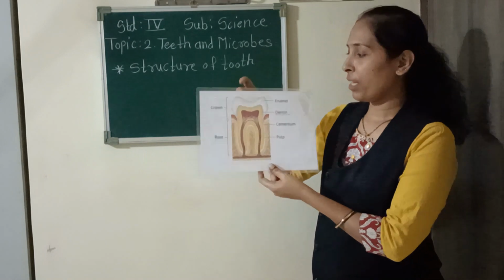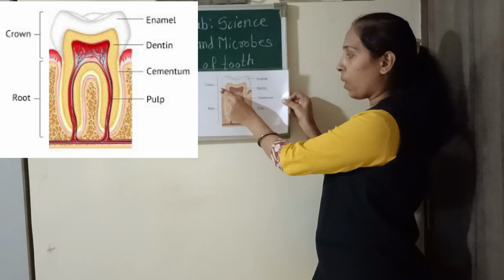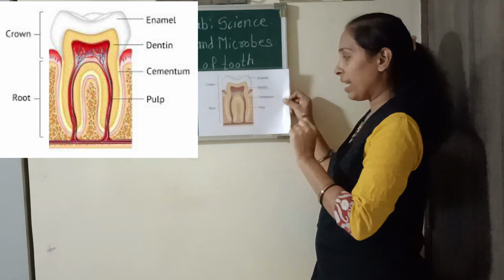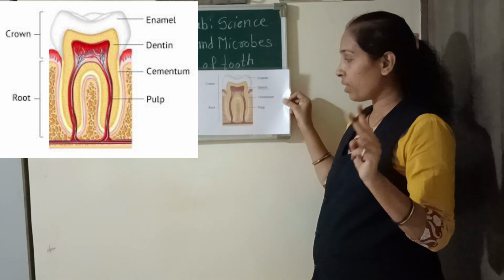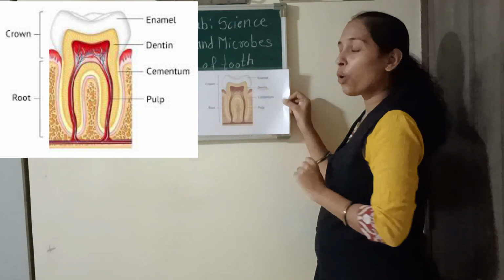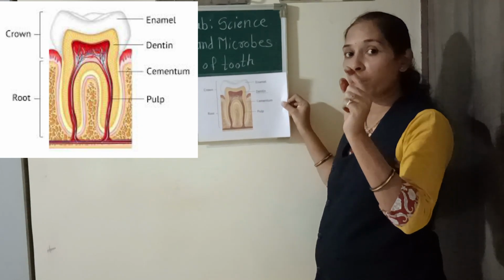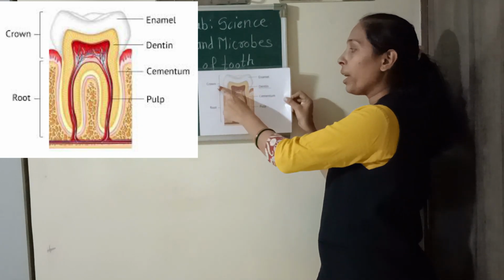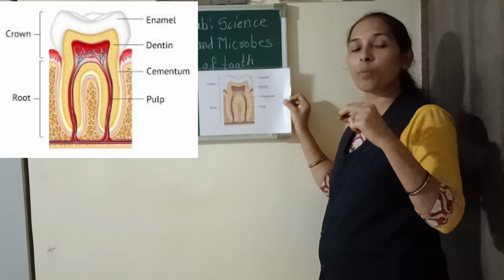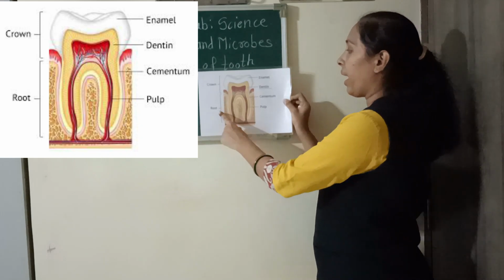See here, I have this chart. The structure of the tooth has two main parts, that are crown and root. The first one is crown and another one is root. Crown means the part of the tooth that we can see. The part of the tooth which is inside the gum, that we cannot see, is called root.